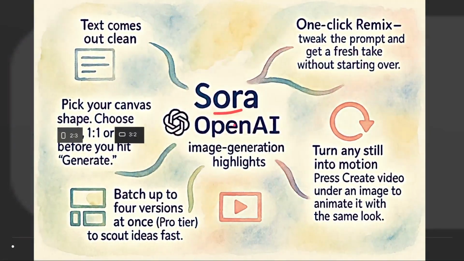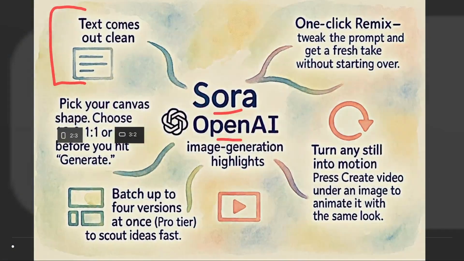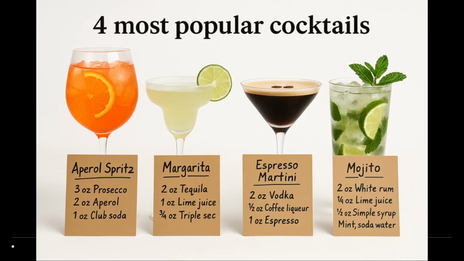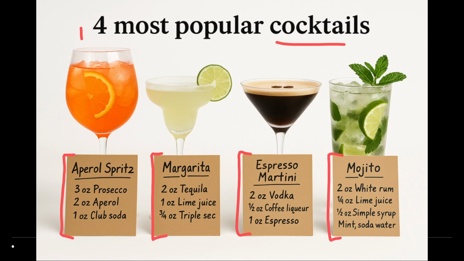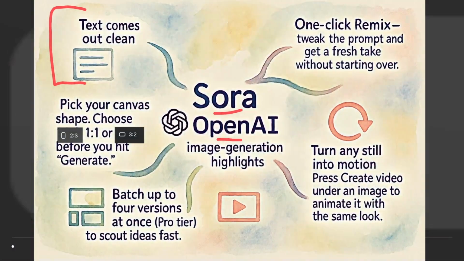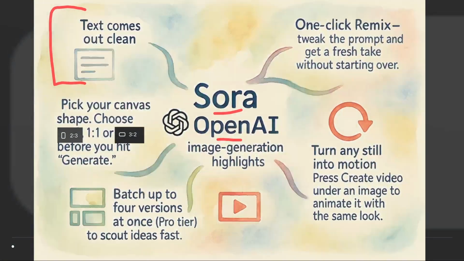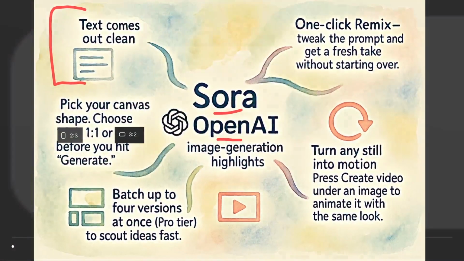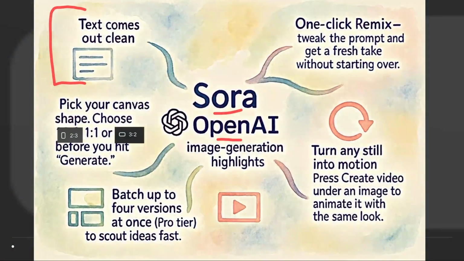Now let's see Sora OpenAI. OpenAI Sora is the king for text comes out clean. So for example, if you want to create an image for 4 most popular cocktails, you can be sure that the text almost all the time will be consistent and will be correct. So you can have an espresso, a mojito, okay? So it's great for commercial purposes and you don't spend time because sometimes the images, if they don't have the correct text, sometimes they can't be used.